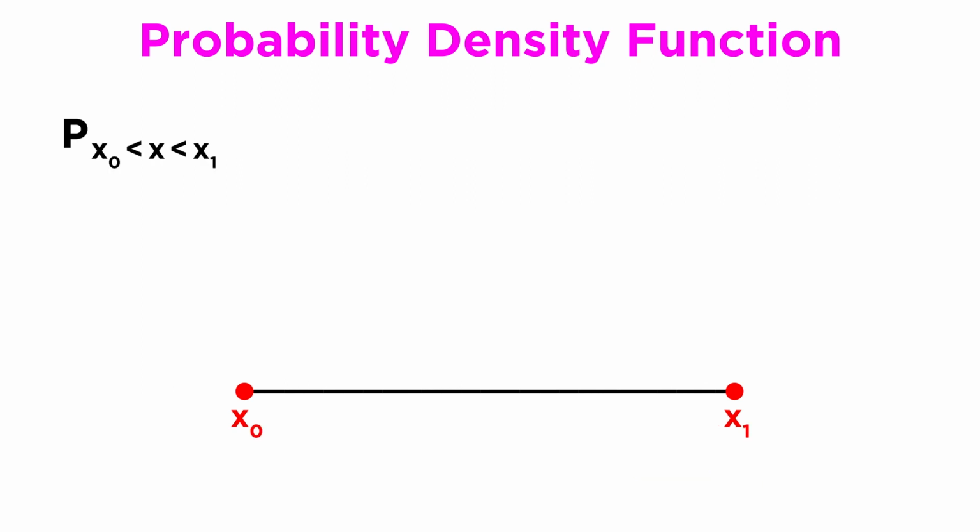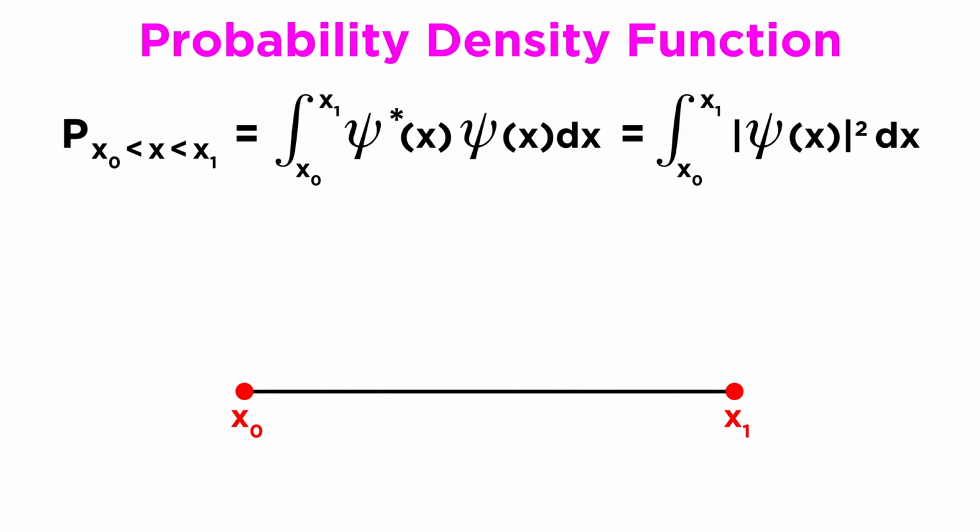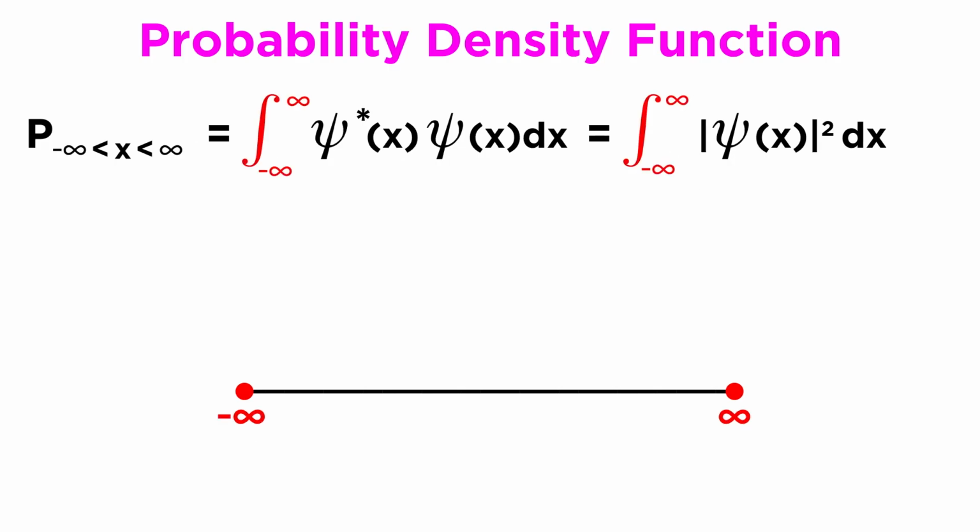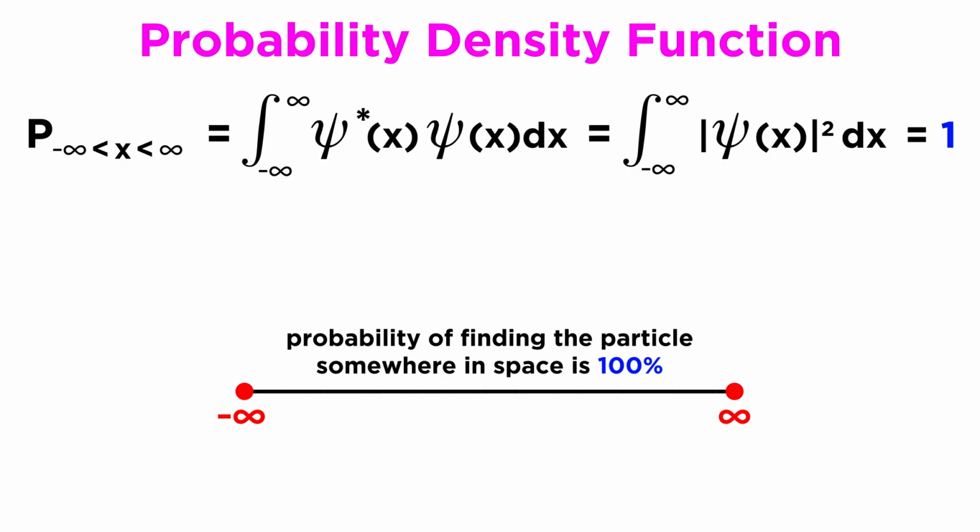To find the probability that a particle will be found in some region of space, we can calculate the following integral of the probability density function from x0 to x1. Then let's understand that if we integrate the probability density function from negative infinity to positive infinity, this will equal 1, meaning that the probability of finding the particle somewhere in space is 100%.